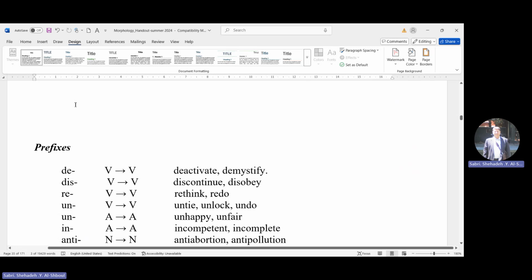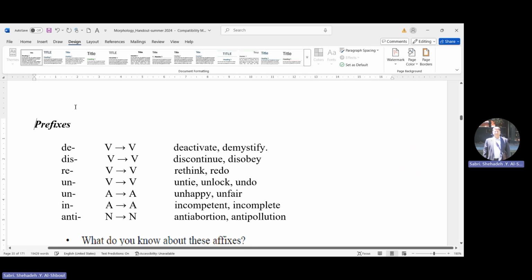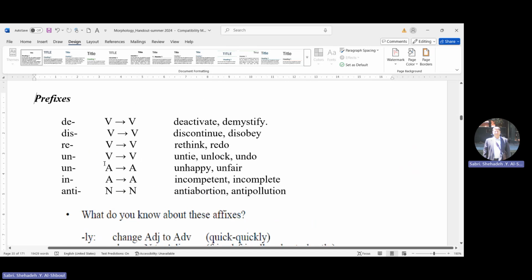Also, English actually has other examples of derivational prefixes, which is really interesting. De, as in activate, deactivate, verb, verb. Dis, continue, discontinue, verb, verb. Re, think, rethink, verb, verb. Un, tie, untie, verb, verb. Un, happy, unhappy, adjective, adjective. In, competent, incompetent, adjective, adjective. Anti, noun, noun.